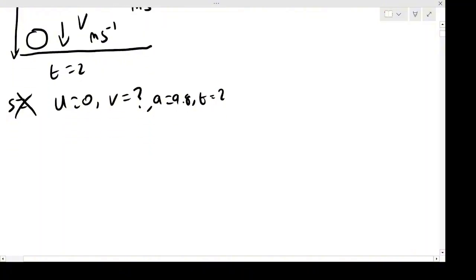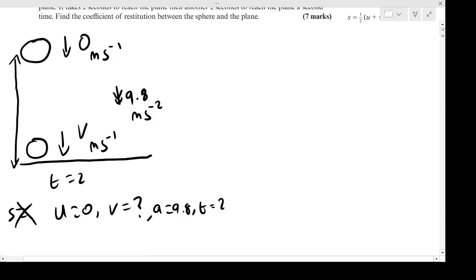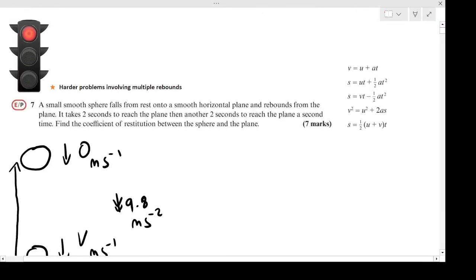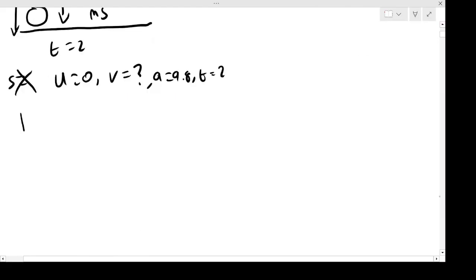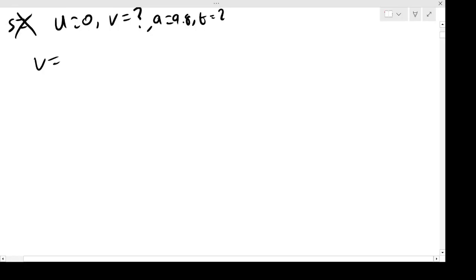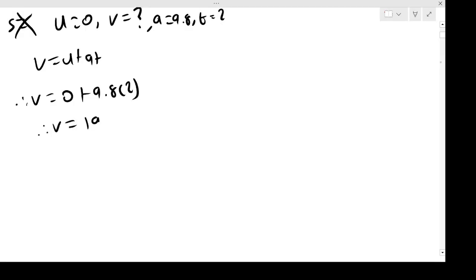So consider the speeds. Which equation does not involve S for my SUVAT equations up here? Hopefully, stare at them, you can see it's this one we're going to want to use. That doesn't have S. So V is U plus AT. There we are. Therefore I can say that V is going to be 0 plus 9.8 lots of 2. So very simply I get V to be 19.6. And there we are.